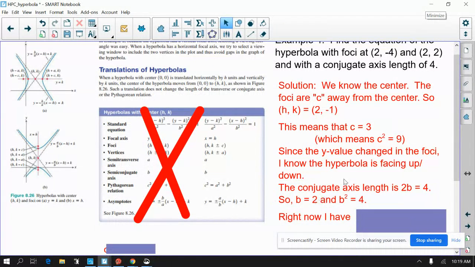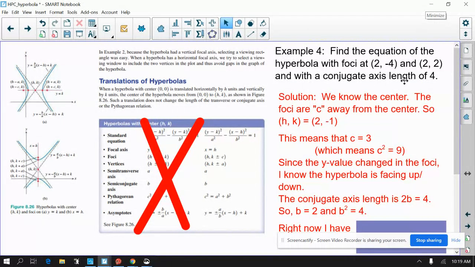What's next? The conjugate axis length is 4. Remember, the transverse axis is the one that connects the two vertices. The conjugate axis is the one that's perpendicular to that. So in this drawing, I was given the red length. The red length is 4.